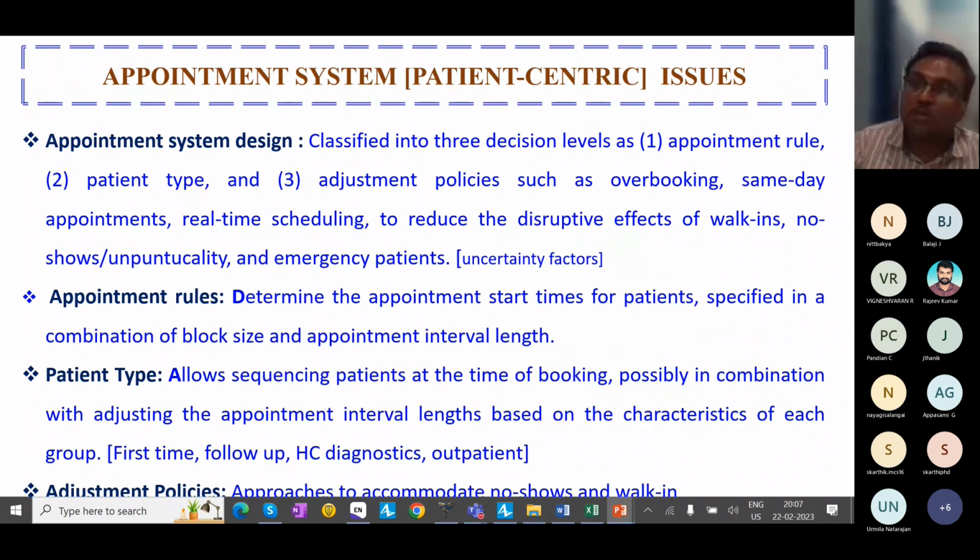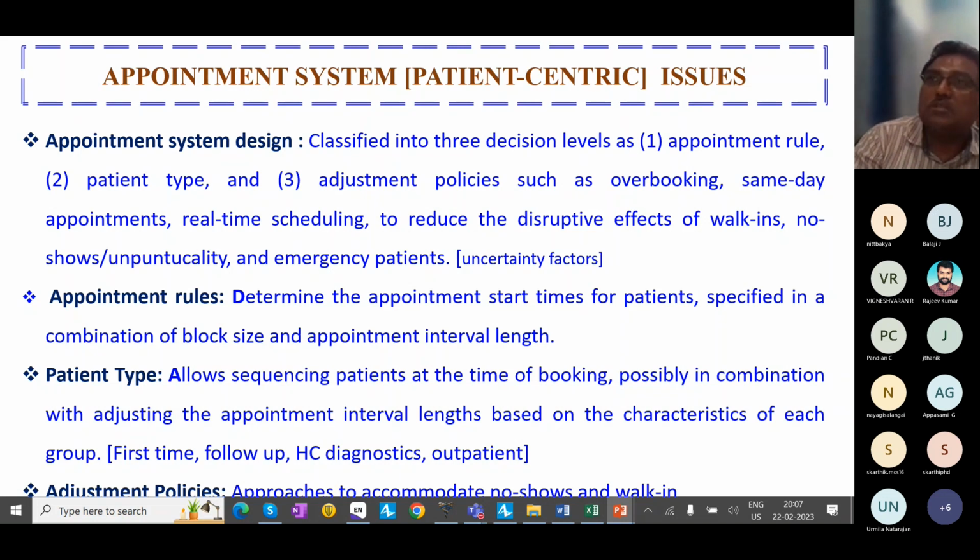Now the second part, within the hospital, is patient centric, and there are three main issues connected with patient centric. One is the appointment system, second one is the patient flow, and third one is resource management. In the appointment system, of course, madam in the first day's Monday session talked about the appointment system.